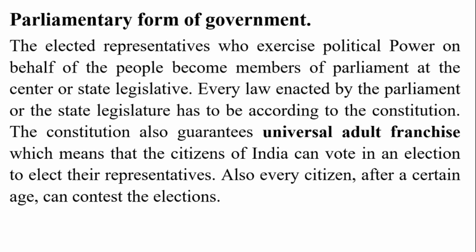The elected representatives who exercise the political power on behalf of the people become members of the parliament at the center or state legislative. Every law enacted by the parliament or the state legislative has to be in accordance with the constitution. The constitution also guides us on universal adult franchise. What do you mean by universal adult franchise? That is, the citizens above 18 years of age have the right to vote.